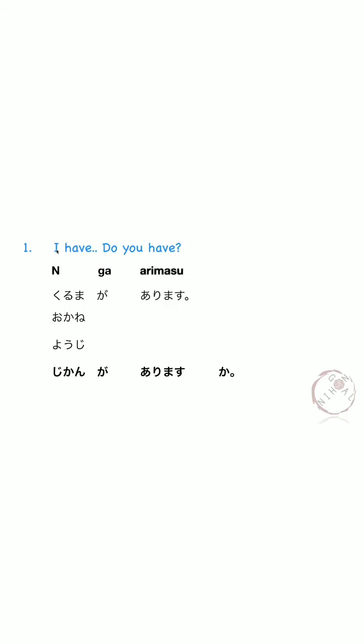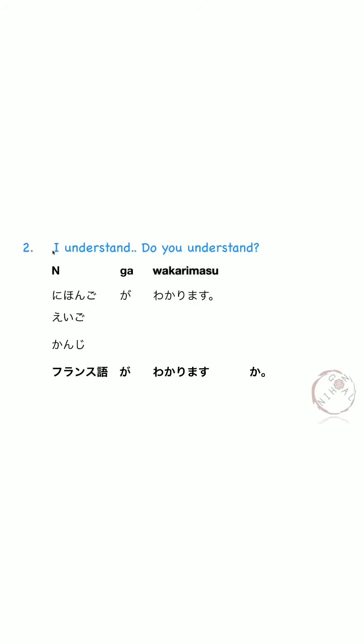Now let's review our lesson for today. First, we learned to say I have or to ask the question do you have by saying N があります。Example, 車があります。お金があります。用事があります。To ask the question, 時間がありますか? We also learned to express I understand or to ask do you understand? N がわかります。For example, 日本語がわかります。英語がわかります。漢字がわかります。To ask the question, フランス語がわかりますか?